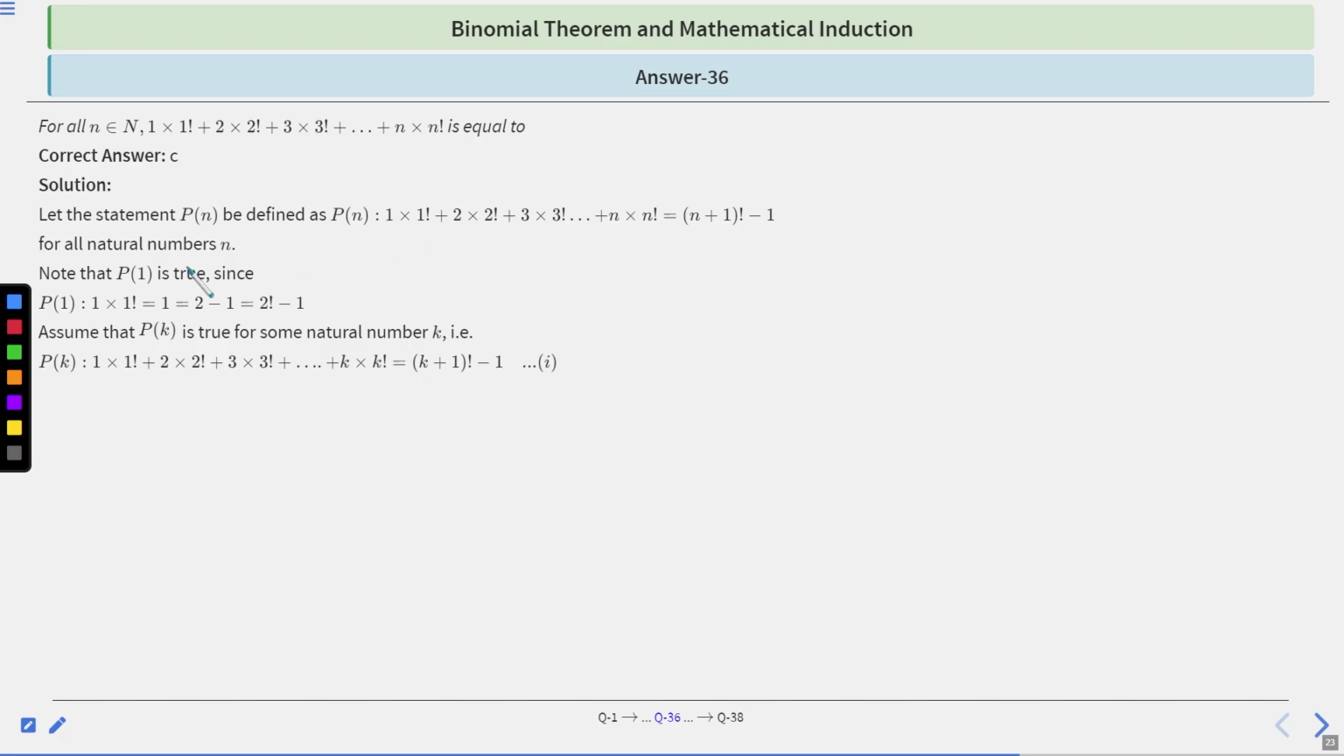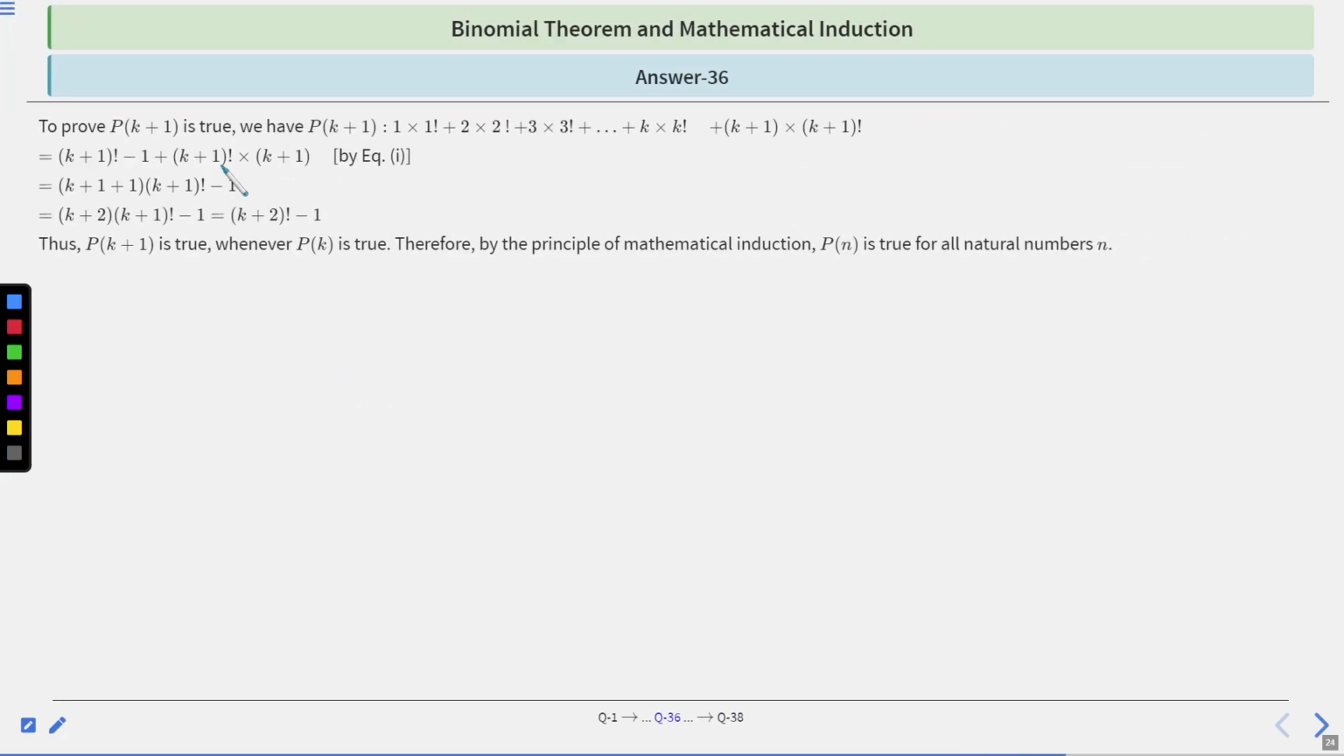Now let's verify this. Note that P1 is true, since when you put n = 1, you will get 2! − 1, right? So P1 is true. Now assume that Pk is true for some natural number k. So Pk is basically 1·1! + 2·2! + 3·3! + ... + k·k!, and it is equal to (k+1)! − 1, right?